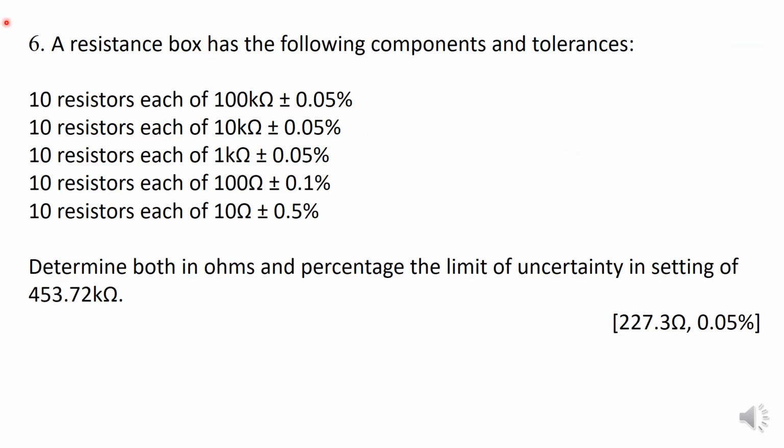Okay, this is number 6. A resistance box has the following components and tolerance. Imagine that you have a box. In that box, you have 10 resistors of 100k, 10 resistors of 10k, 10 resistors of 1k, 10 resistors of 100 ohm, and 10 resistors of 10 ohm. Each type of resistor has its own accuracy, 0.05%, 0.1%, 0.5%, and so on.